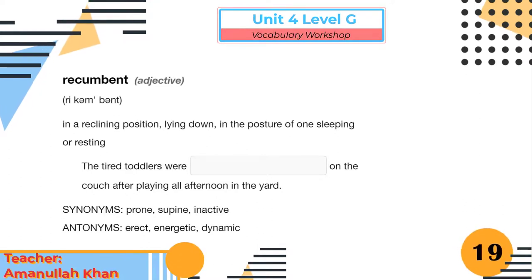Recumbent. Recumbent is an adjective, meaning in a reclining position, lying down, in the posture of one sleeping or resting. Here are a few ways in which recumbent can be used. Sarah always assumed a recumbent position on the sofa when watching a movie. Doctors advise patients with lower back problems to use the proper support when in a recumbent position.